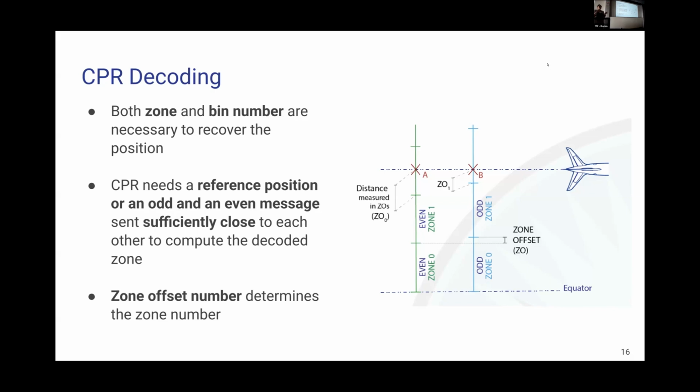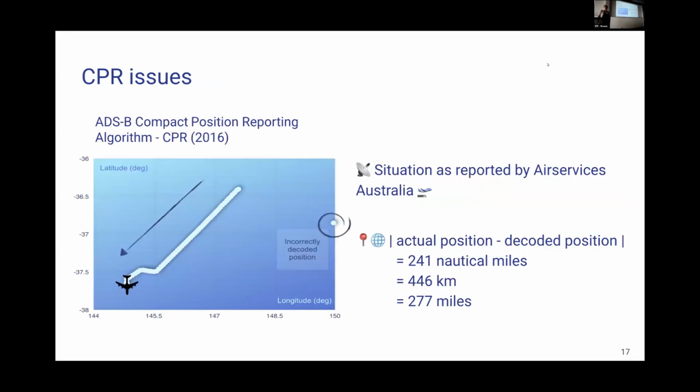And it uses an algorithm similar to the Chinese remainder theorem. So it counts the number of zone offsets that are in the difference between the two messages. And in this way, it can univocally retrieve the zone number. So what's the problem? When they started to use this algorithm, pilots and manufacturers started to notice very strange things happening.